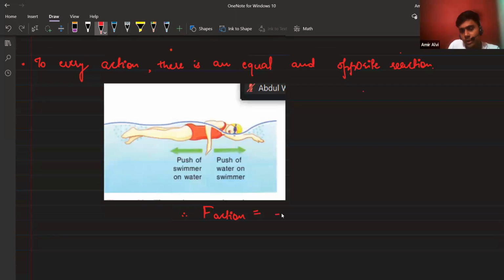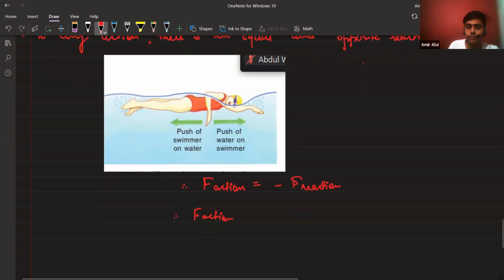F action is equal to negative of F reaction. So if I take this F reaction force on the left hand side, what will it become? It will become F action. Will it remain negative or become positive? If I take this F reaction on the left hand side, will it be positive or negative? How many of you say negative? Raise your hand or let me know. Okay, it would remain negative.